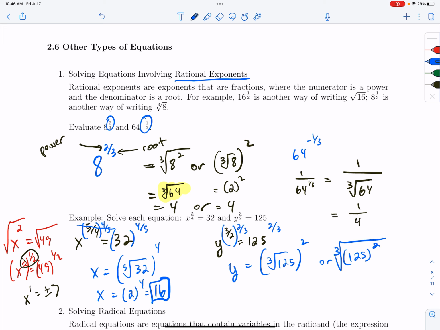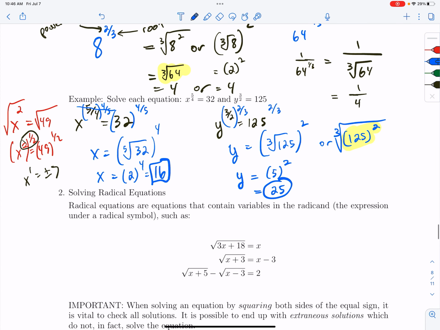The problem with this is that 125 squared is going to be a really big number, and I can't do that in my head. Similarly, that really big number, I don't know what the cube root of that is. So by taking the cube root first, I end up with smaller values that are easier to work with. So the cube root of 125 is 5, and then we square that, so 25 is what y is equal to here.